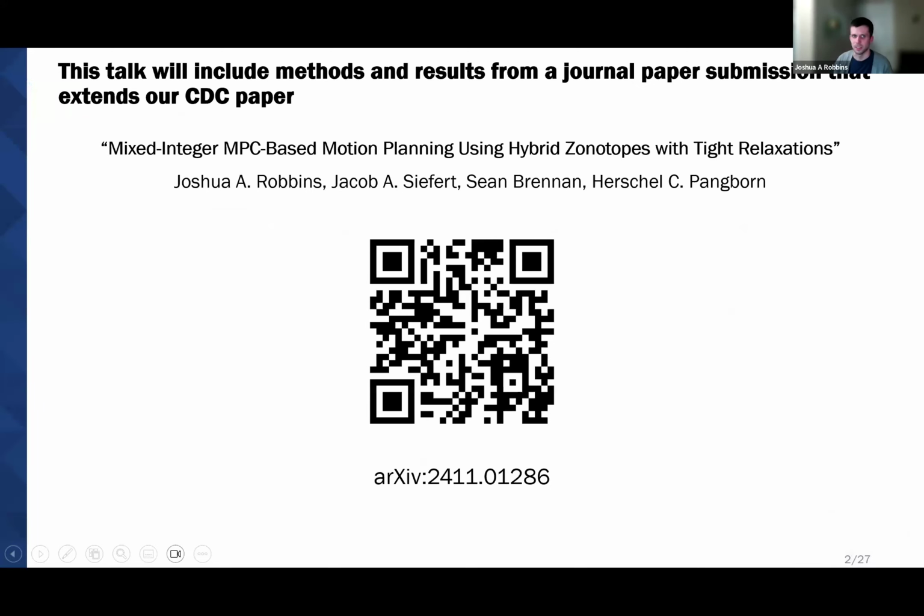First, I'll mention that this talk will include methods and results from a journal paper submission we have that extends our CDC paper, and that paper is titled Mixed Integer MPC-Based Motion Planning Using Hybrid Zonotopes with Tight Relaxations. And it is available on arXiv using the QR code here.